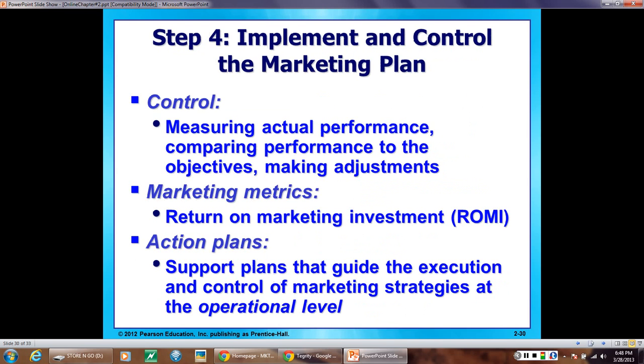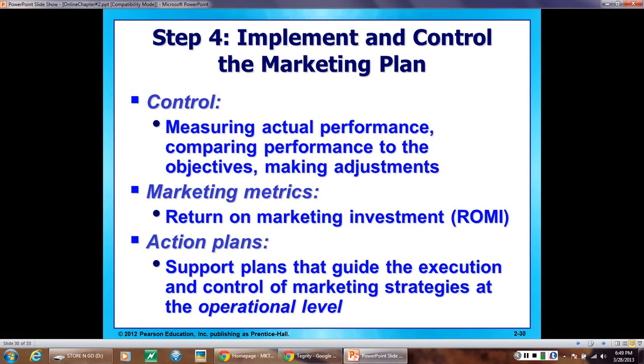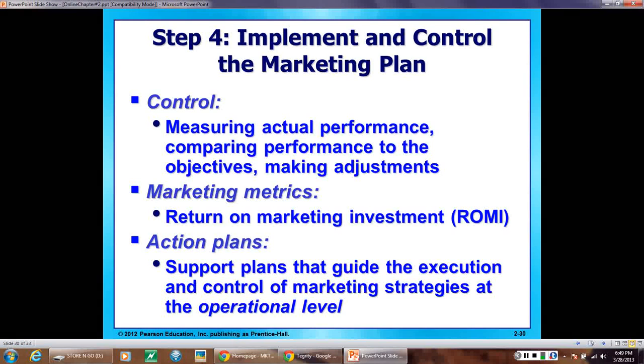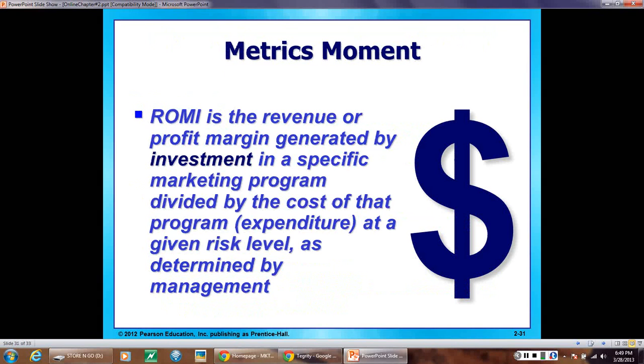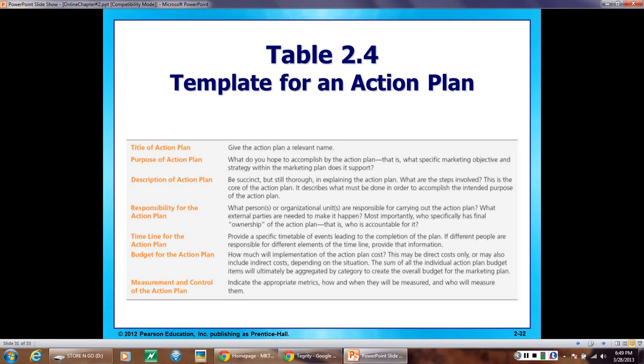Here's your implementation and control. Now here's where your metrics come into play. Your controls, these are the metrics that are going to measure your performance, and you look at those against what you're trying to do. Your action plans tell you what's going to happen, who's going to be doing it, and so on. Here are your metrics, and I'm not going to go over this because we have a whole session on that. That's how important it has become in marketing.